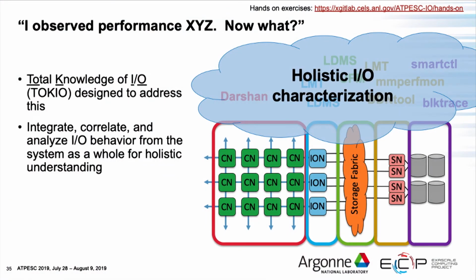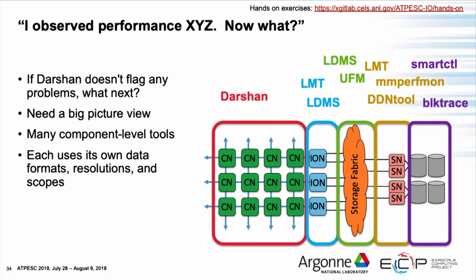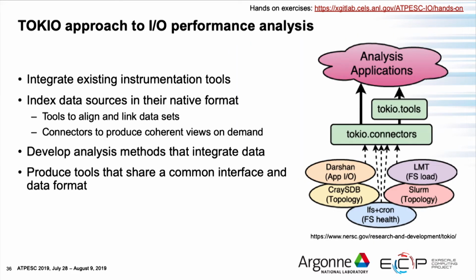So a project that I'm working on in collaboration with Phil is called TOKIO, the Total Knowledge of I/O framework. And what this boils down to in a very pragmatic sense is a Python library that actually understands how to talk to all these different tools, and it does so in a way that is layered, so that you can write an analysis application that has a call that says, for example, tell me how much traffic was hitting the parallel file system while my job was running in total. So it's not just my job, but what everyone else is doing.